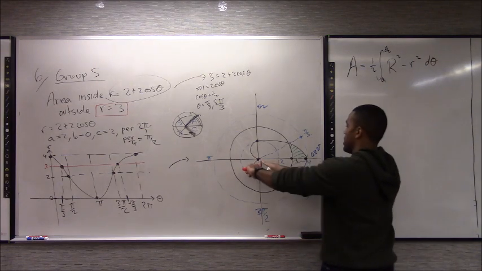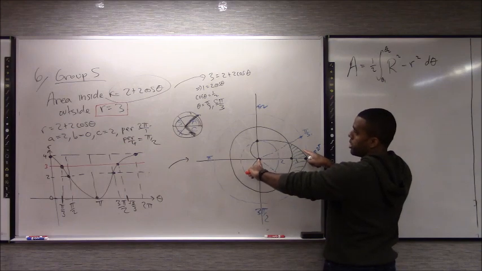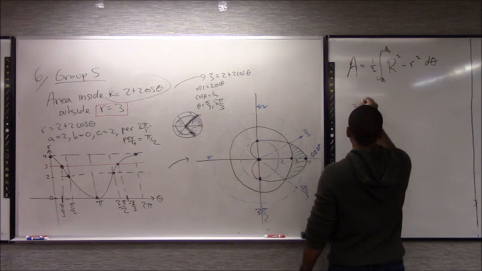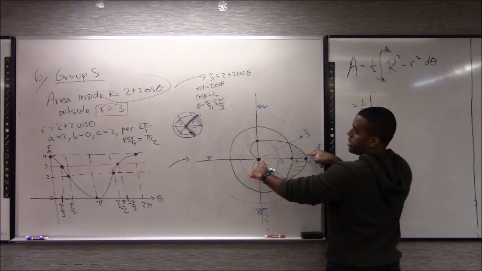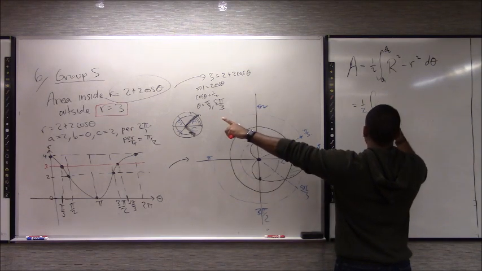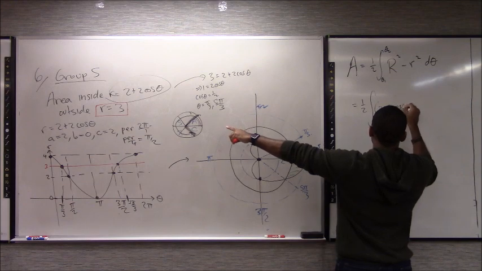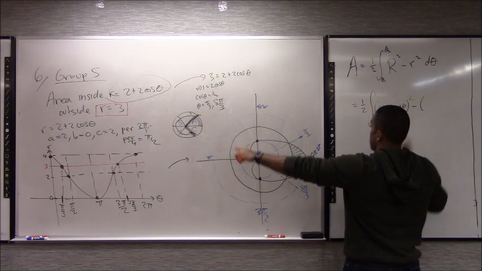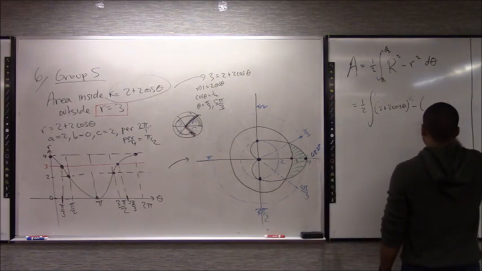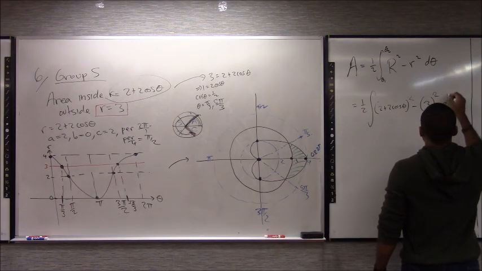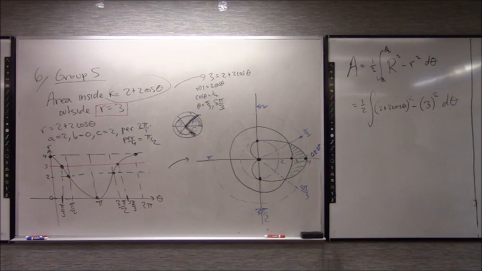Now if you're here, the outer radius measures to the cardioid. So that's going to be 1/2 times the integral of, all the way out here is that guy, so that's going to be 2 plus 2 cosine theta squared, minus, to measure the inner radius, the one that's closer to the origin, is just 3. So that's the integral we want. And what are the limits?